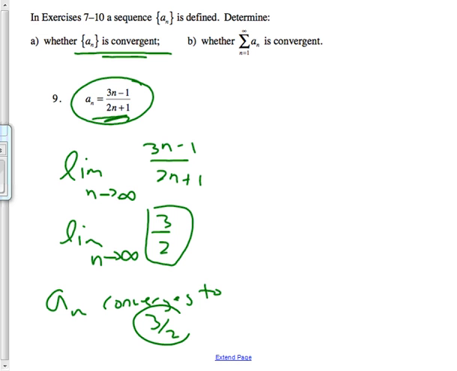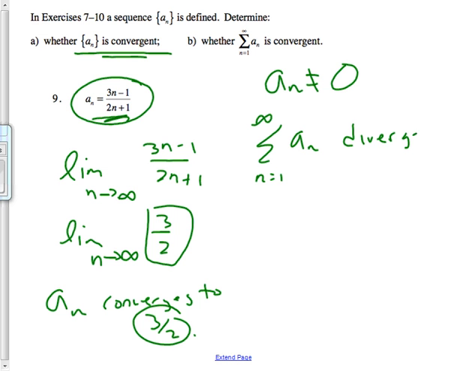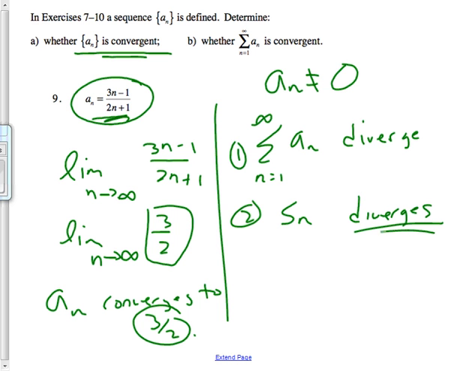In other words, in my infinite sum, I'm adding 3 halves each term. Well, if I'm adding 3 halves each term, my infinite sum is going to continuously get bigger. In other words, I'm continuing to add amounts. So because a sub n doesn't equal 0, we know that the series must diverge. Put differently, here's one way of writing it: we could write that S sub n diverges. And we are able to say that purely because the nth term doesn't equal 0.